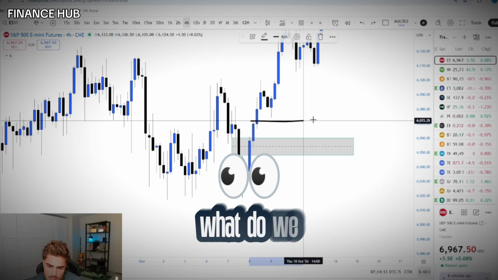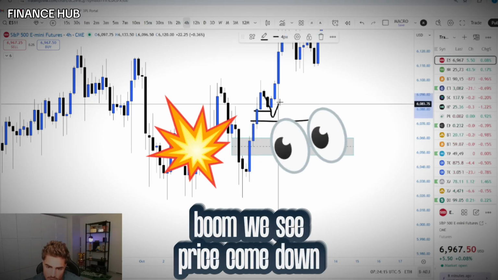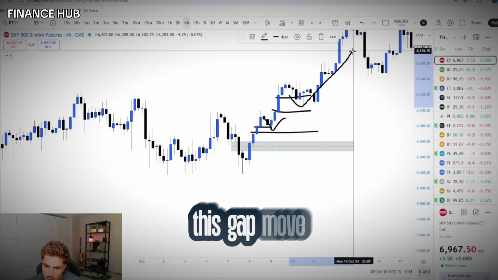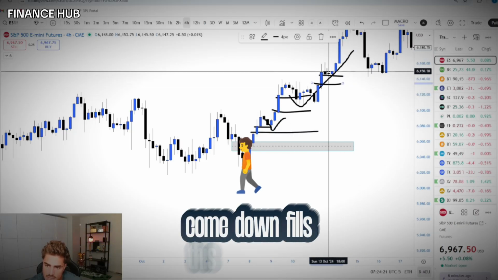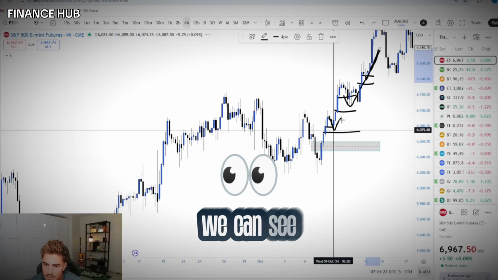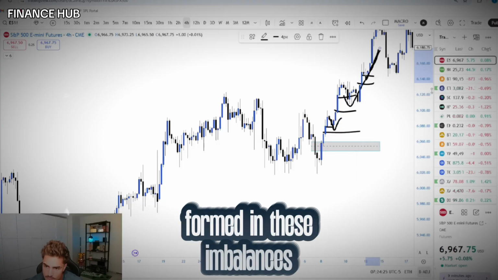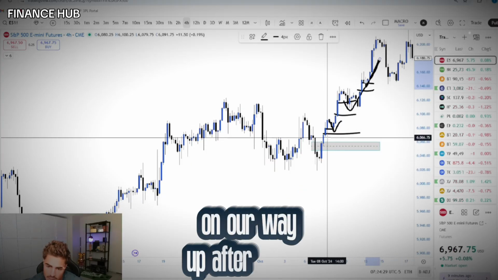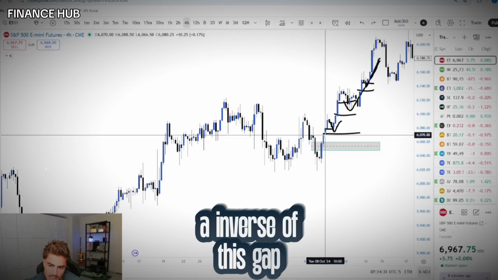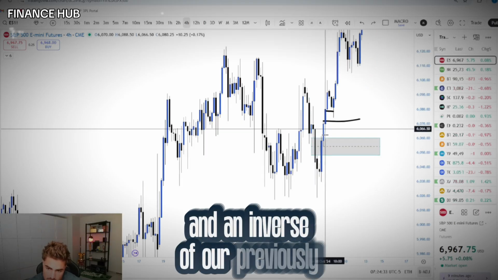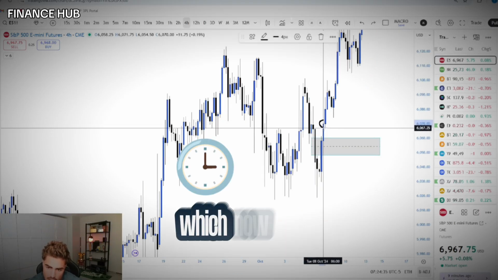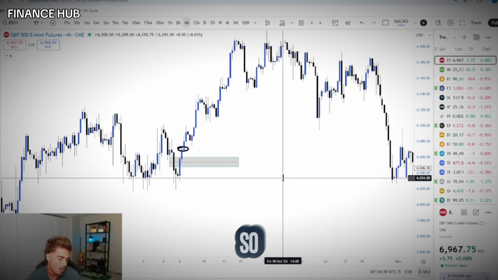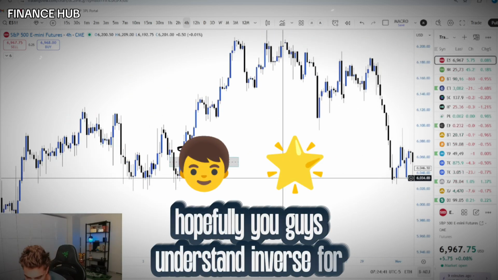And then what do we see? Boom, we see price come down, fill this gap, and then move higher, come down, fill this gap, move higher, come down, fills this gap, moves higher. We can see the trend being formed and these imbalances being created and being respected on our way up after getting an inverse of this gap and an inverse of our previously continuation confluence, which now turns into a confirmation confluence. So hopefully you guys understand inverse fair value gaps now.